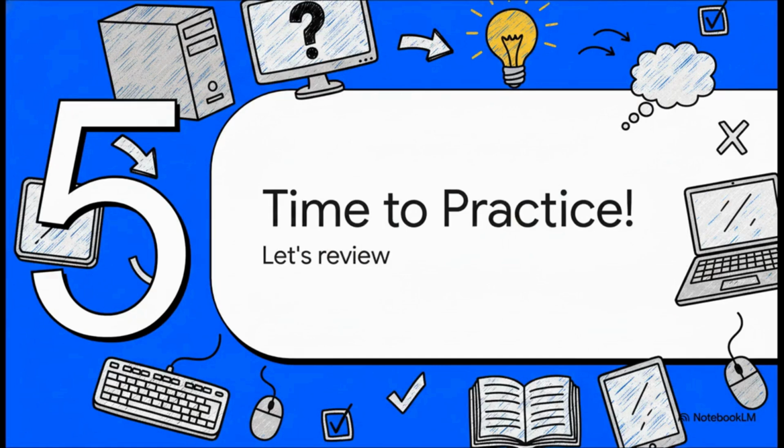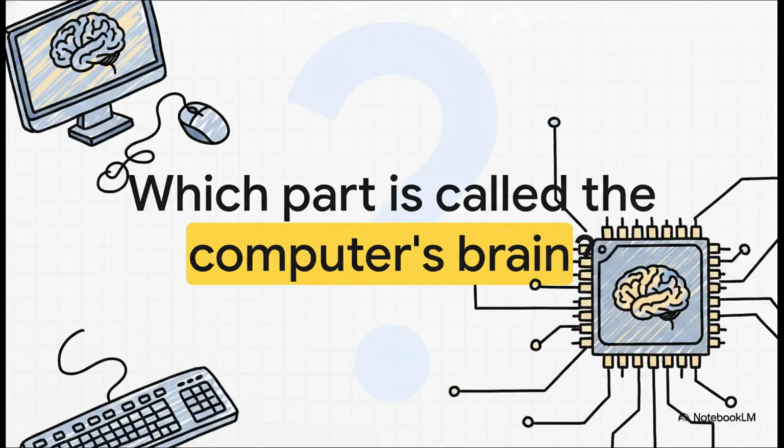All right, Section 5, time to practice. Let's see what we've learned. Let's test our knowledge with some questions straight from the textbook. Here's our first multiple choice question. Which part of the computer is called its brain? Is it A, the monitor, B, the CPU, C, the mouse, or D, the keyboard? Well, the correct answer is B, the CPU. Remember our anatomy analogy from earlier? The central processing unit controls all the other parts, making it the undeniable brain of the whole operation.